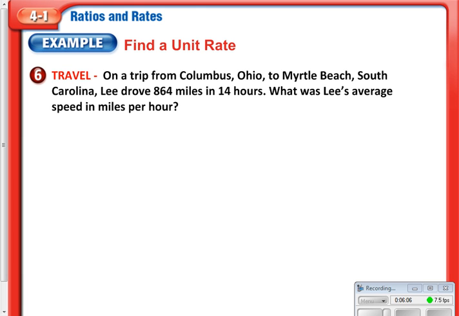Example 6, it says travel on a trip from Columbus, Ohio to Myrtle Beach, South Carolina. Lee drove 864 miles in 14 hours. What was Lee's average speed in miles per hour? So again, it says miles per hour. Miles would be on top. 864 miles per 14 hours. Convert to a unit rate.